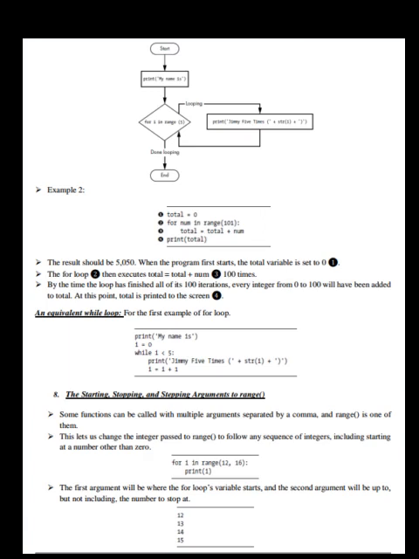An equivalent while loop. For the first example of the for loop, see here. The starting, stopping, and stepping arguments to range. Some functions can be called with multiple arguments separated by a comma, and range is one of them. This lets us change the integer passed to range to follow any sequence of integers, including starting at a number other than 0. The first argument will be where the for loop's variable starts, and the second argument will be up to but not including the number to stop at. See here.